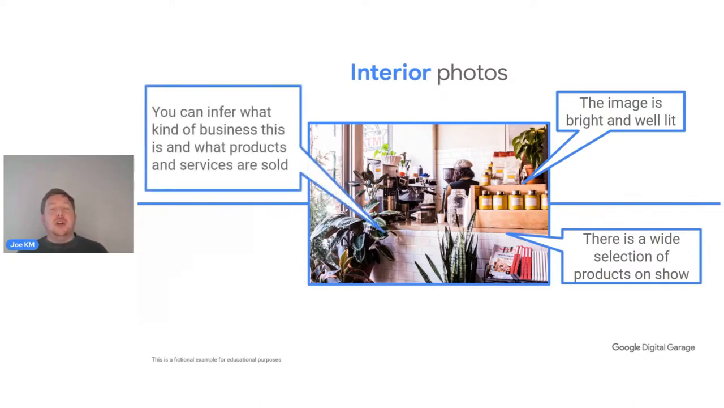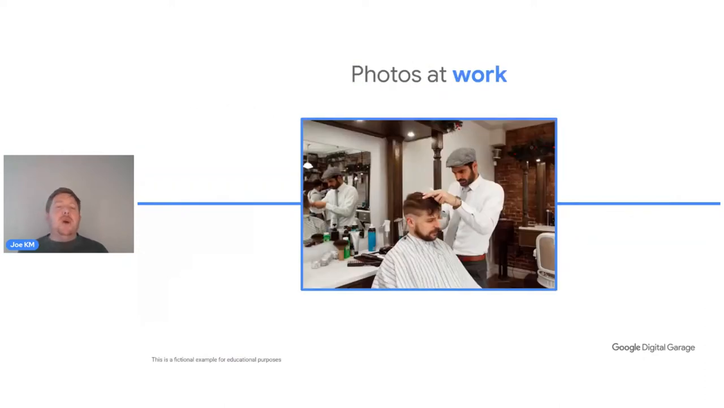And you can infer what kind of business this is by the products and services that are sold. Is this a serious coffee shop? Yes, because you can see they're selling coffee. They've got different types of coffee. They've got different types of coffee machines. It looks nice. It's clean. All of a sudden, is this somewhere I want to go? Potentially, yes. So photos at work.